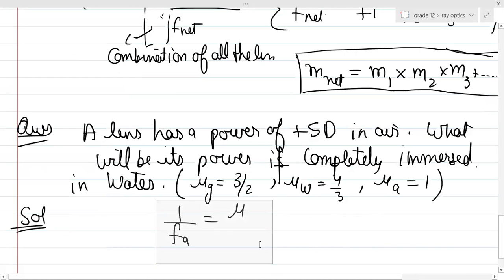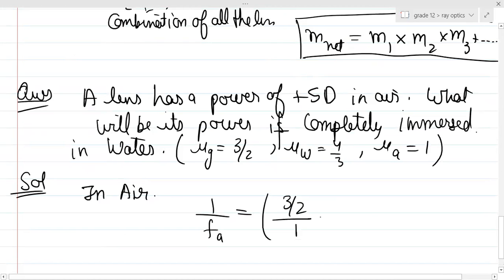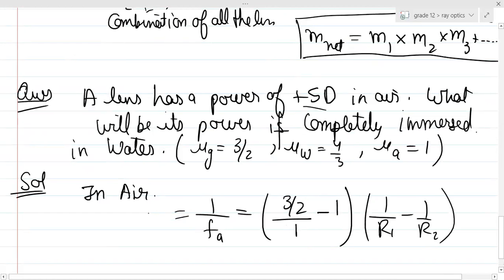So you know how will you do this question, right? In air, if it was placed, then 1 by focal length in air is equal to mu of glass divided by mu of surrounding minus 1, that is 3 by 2 divided by 1 minus 1. Do you remember? If it is in air, then glass is the lens and surrounding is air, so surrounding goes in the denominator. And this will be times 1 by R1 minus 1 by R2. And what is this given? What is this? 1 by f air is basically what? The power, right? So this is plus 5 given to you.